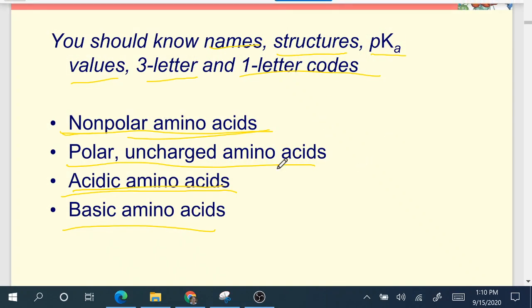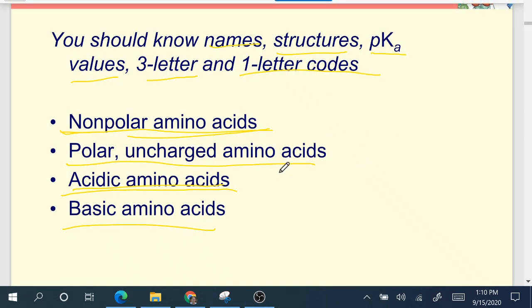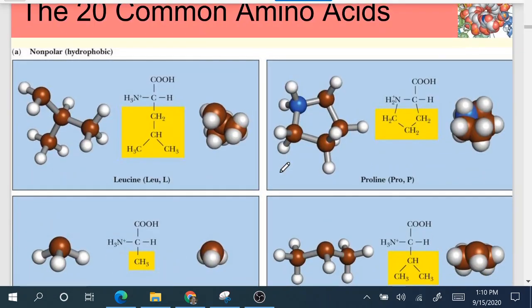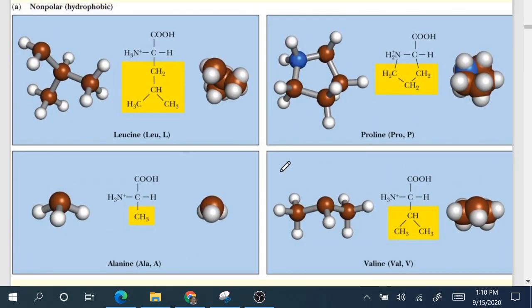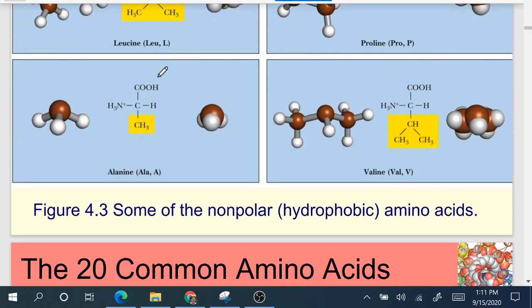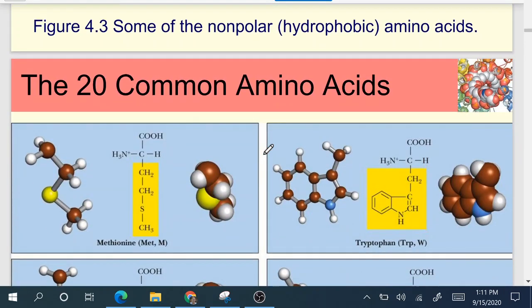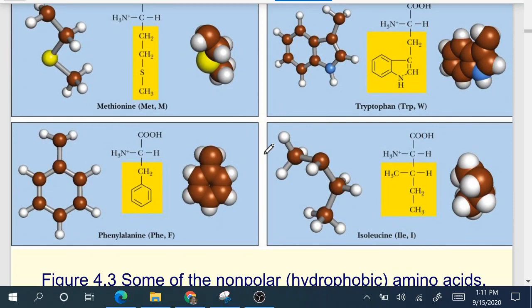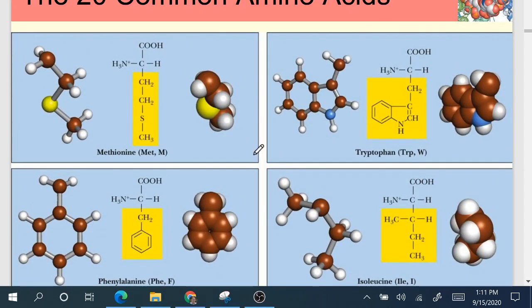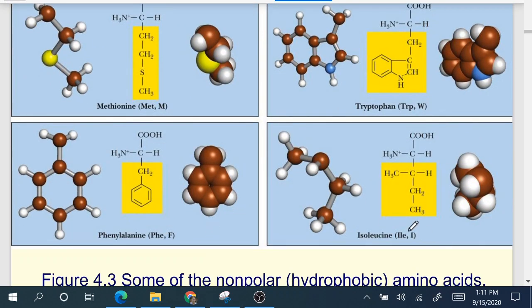Okay, so that was our overview of the amino acids. So I'll just quickly go through these slides. So here again are nonpolar. We've got leucine. Proline is nonpolar, but it does kink, and that's the one we talked about. That's a special case. Alanine and valine. Remember these 3-letter and 1-letter codes for those as well, so you can look up that chart if you wanted to. It also has the pKa of the amino acids. Here we have methionine, tryptophan, phenylalanine, and isoleucine.